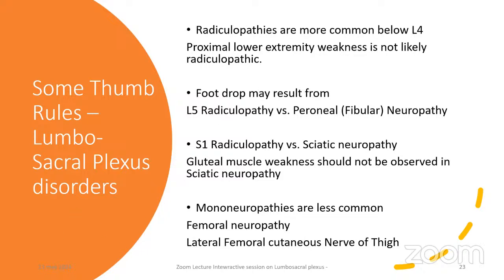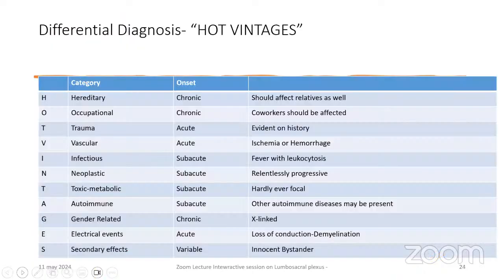These are some thumb rules of lumbosacral plexus, which we tried demonstrating. If you look at the differential diagnosis, the headings you can see are hereditary, occupational, trauma, vascular, infectious, neoplastic, toxic, metabolic, autoimmune, gender-related. Electrical events means loss of conduction, that is demyelination mostly, and secondary effects, that is bystander effects and infiltration because of the neoplastic process. But out of all these, we have some very acute presentations.